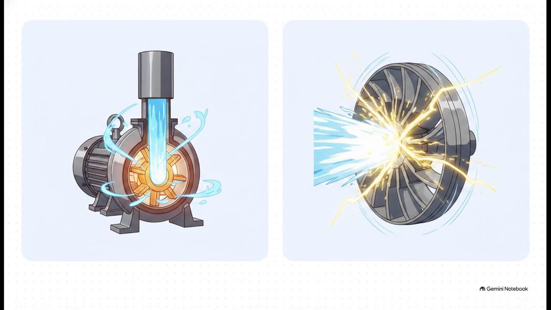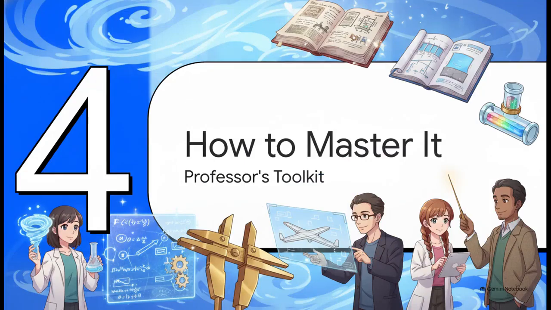But then, on the exact opposite end of the spectrum, we have turbines. Turbines extract energy from flowing water and convert it into mechanical or electrical energy. Whether we're talking about Pelton, Francis, or Kaplan turbines, these are the beating hearts of hydropower. They drive massive projects like the Bhakra Nangal and Tehri dams. So one machine gives energy to the water, the other takes it right back to power our grid. It's an amazing cycle. Finally, part 4, how to master it, opening up the professor's toolkit.